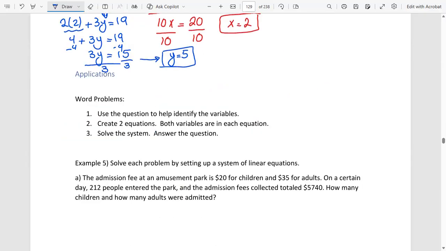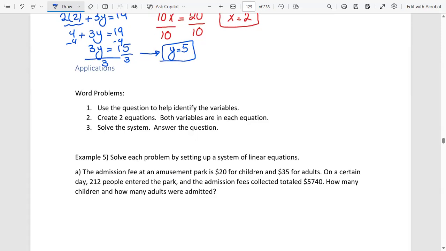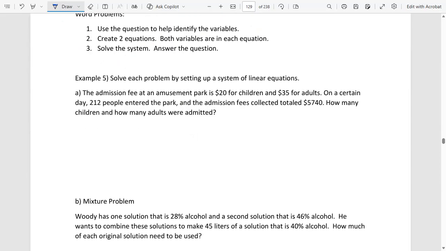We can also use systems of equations to help us answer word problems. For example, it says the admission fee at an amusement park is $20 for children and $35 for adults. On a certain day, 212 people entered the park, and the admission fees collected total $5,740. How many children and how many adults were admitted?